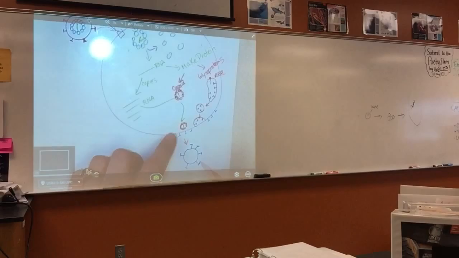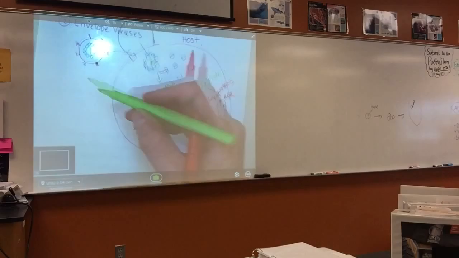And inside of it, you're going to have your capsid with your RNA. And now this virus can go and infect another cell. Notice this virus is identical to this virus. So that's an envelope virus.